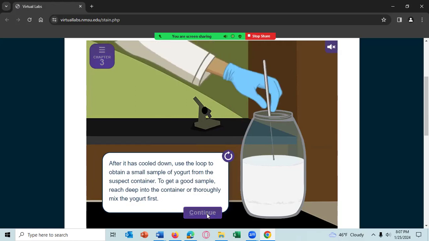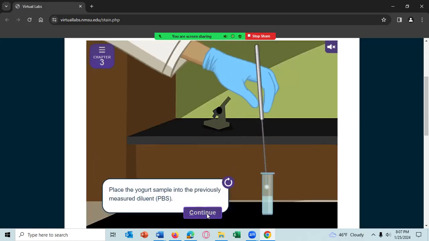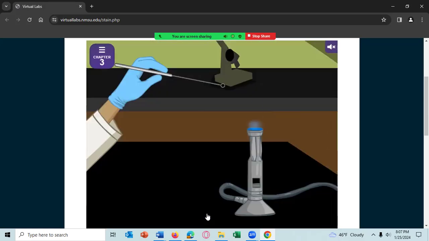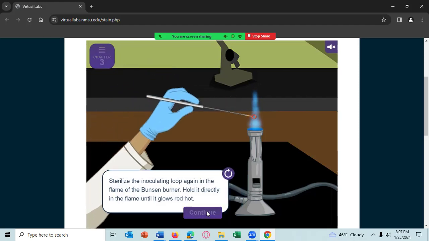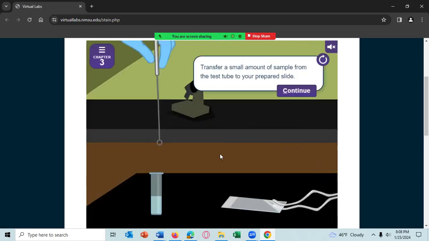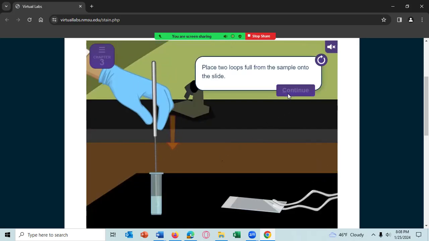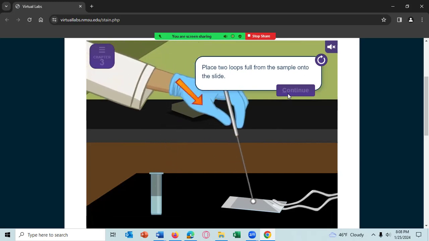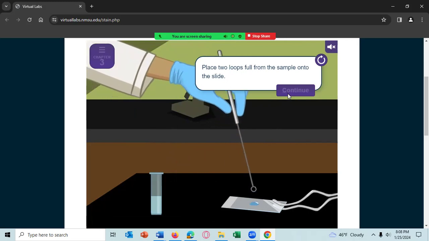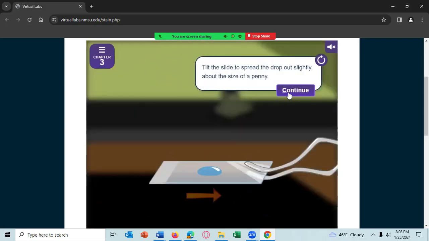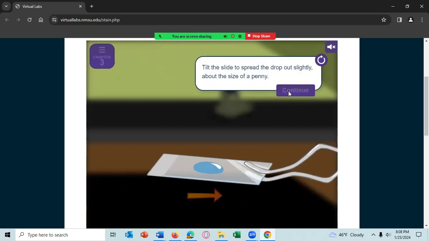And we're going to just skip this. And we're going to be starting the gram stain very shortly. This is making the bacterial smear that we will then use to do the gram stain.